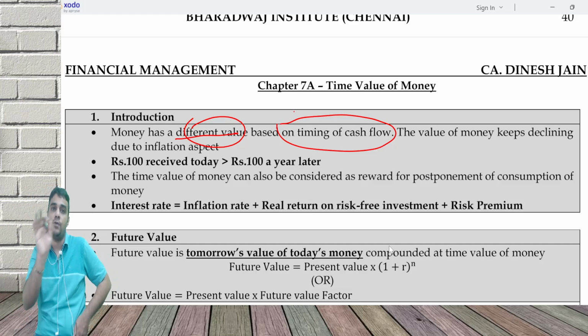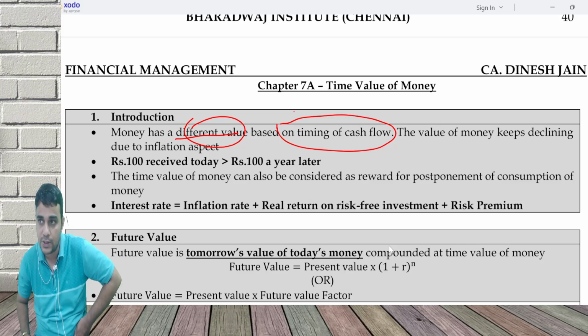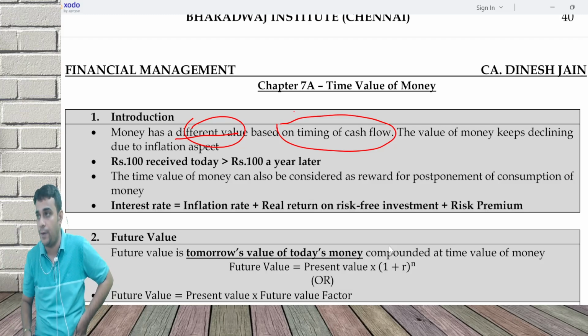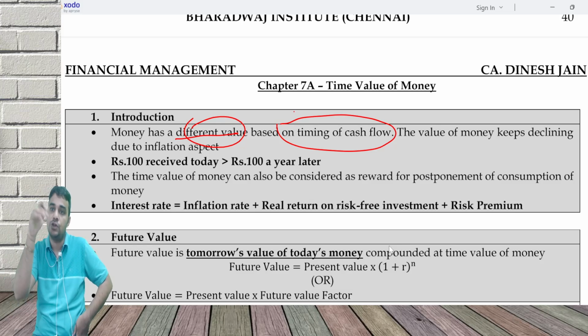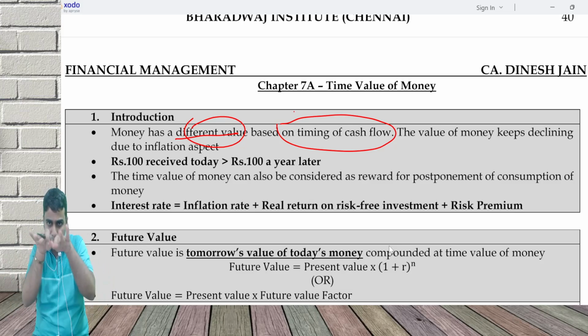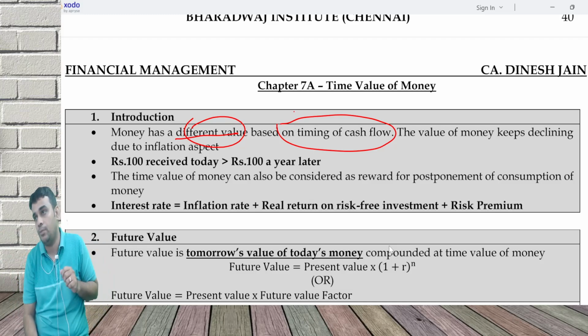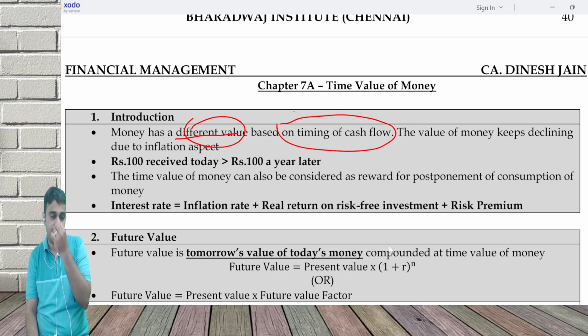How you do that conversion is this chapter. How you do that conversion is only this chapter. The purpose is to convert what this 5,000 will be after 5 years, or what that 6,000 will be today, so that I can compare two options. I'm going to do a project. Project year 0, you have to spend 100 crores.